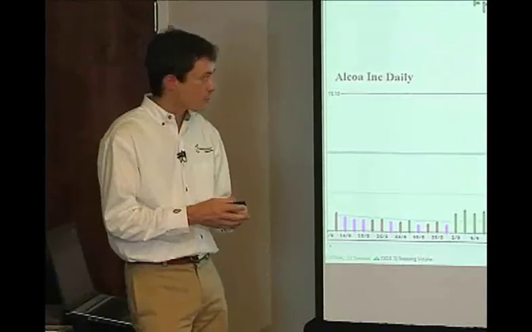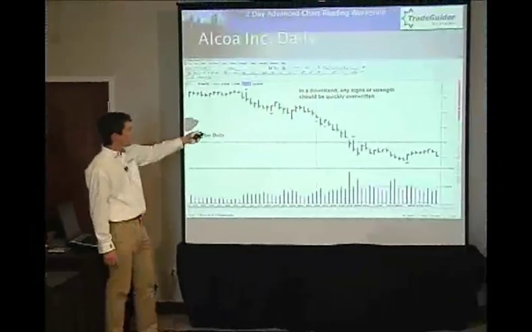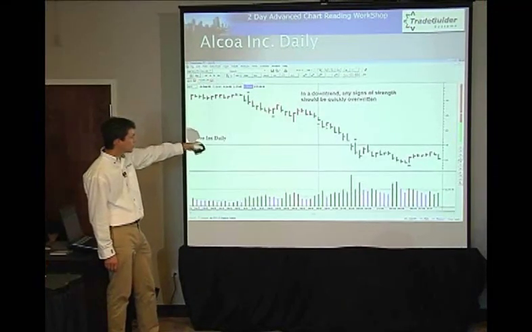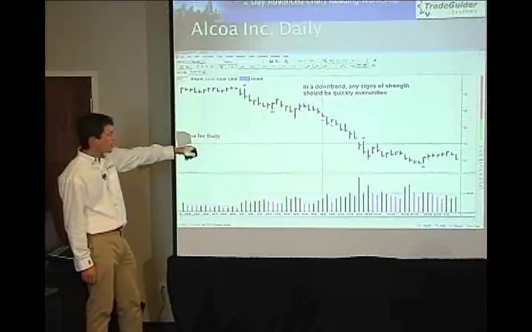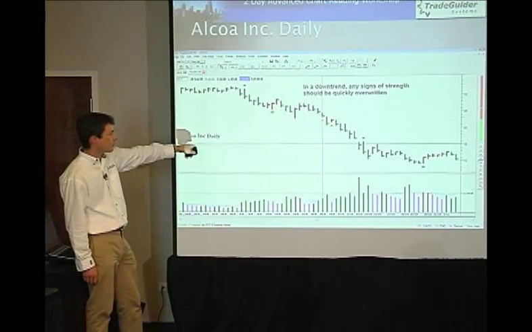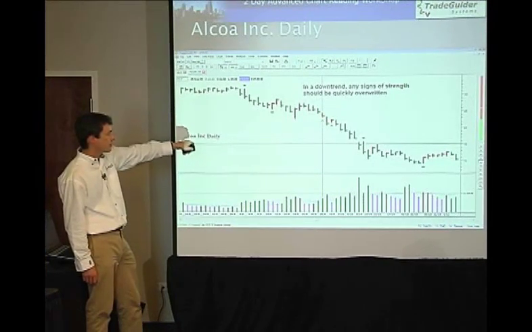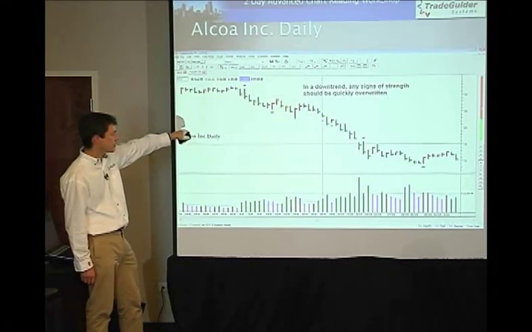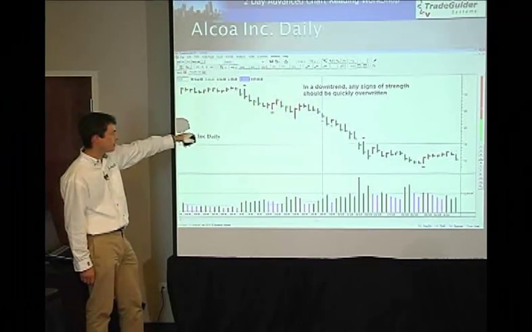Okay, so the flip side of the previous chart is that if you're in a downtrend, in other words if you're making lower highs, then any signs of strength which appear should be quickly overwritten. And as you can see, you've got a potential sign of strength there. There's no response. The market quickly marks itself down again and makes a lower high.